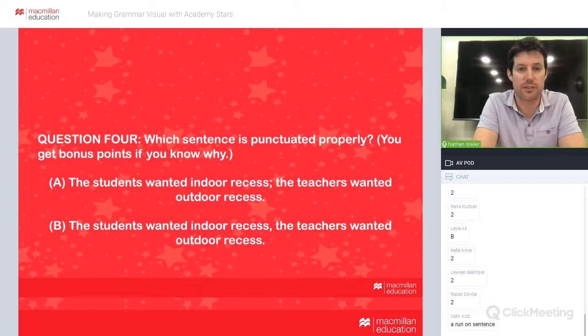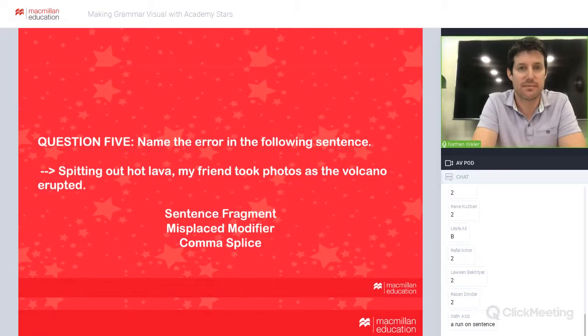And the last question. Name the error in the following sentence. Spitting out hot lava, my friend took photos as the volcano erupted. This is the tough one, I think. Anyone want to hazard a guess? It is, Salen, a misplaced modifier.